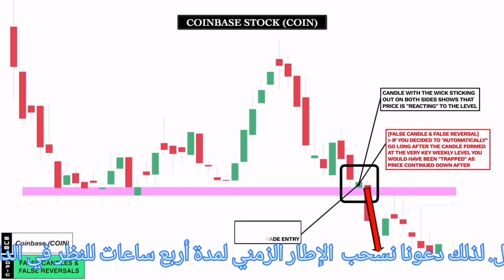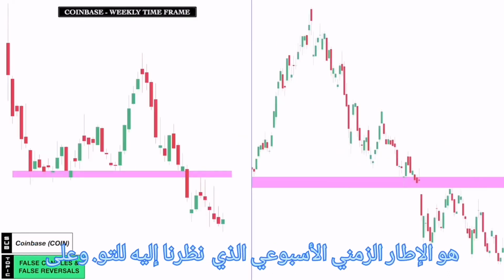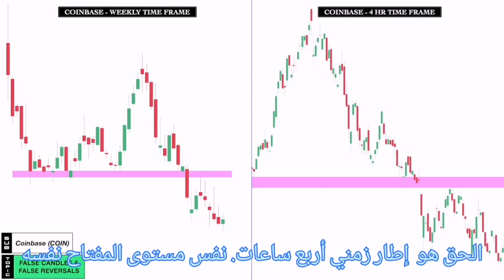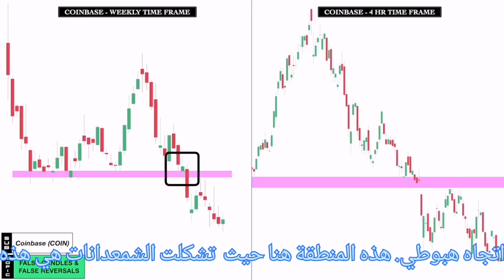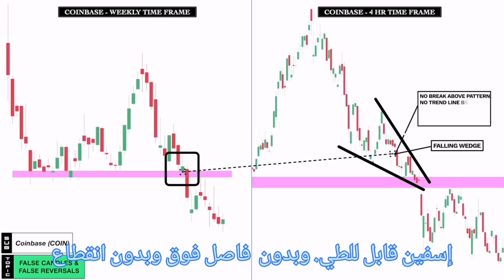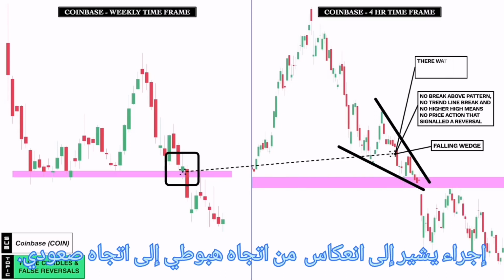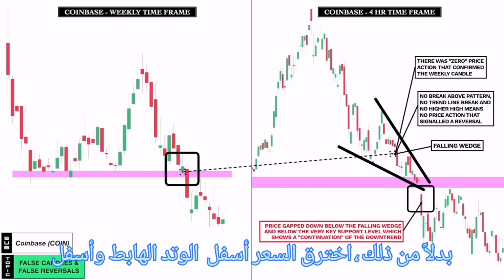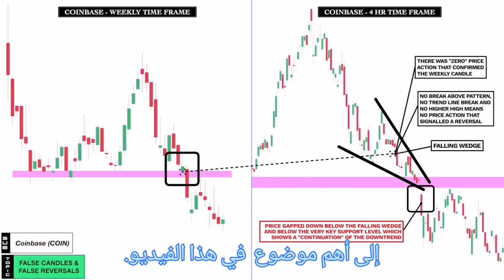So let's pull up the 4-hour time frame to look inside of these candles and why this long setup failed. On the left is the weekly time frame we just looked at, and on the right is the 4-hour time frame. Same key level, same downtrend. This area here, where the candlesticks formed, is this same area here. All you had on this time frame was your falling wedge, and without a break above, and without a break of the trend line, and without a higher high, there was no price action that signaled a reversal from a downtrend to an uptrend. Price instead gapped below the falling wedge and below the very key level, signaling a trend continuation down. Now, moving on to the most important topic of this video.